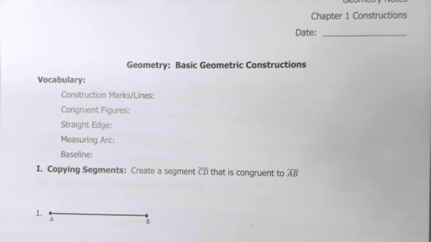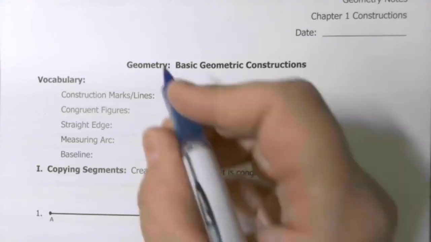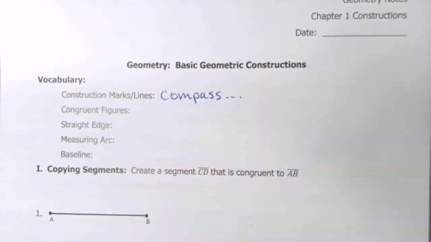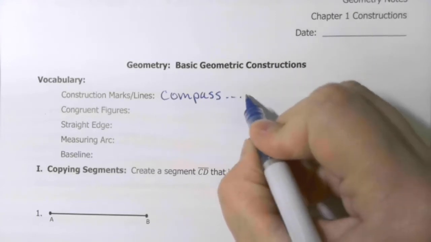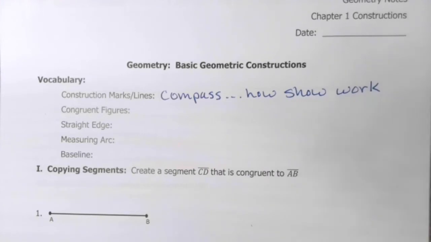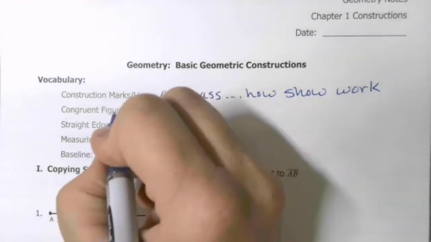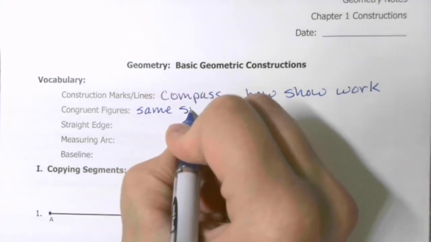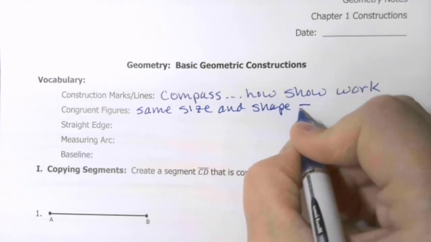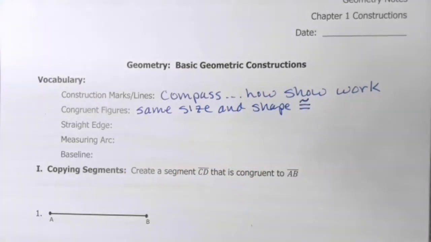First off, we're going to go over some construction vocabulary. Construction marks or lines are generally ones that you've used your compass for, and these construction marks, construction lines, is how you show your work. So you do not erase them or clean them up, you leave them right on the paper. Congruent figures are the same size and shape. Remember, the congruent symbol is an equal sign with a backwards S over it.